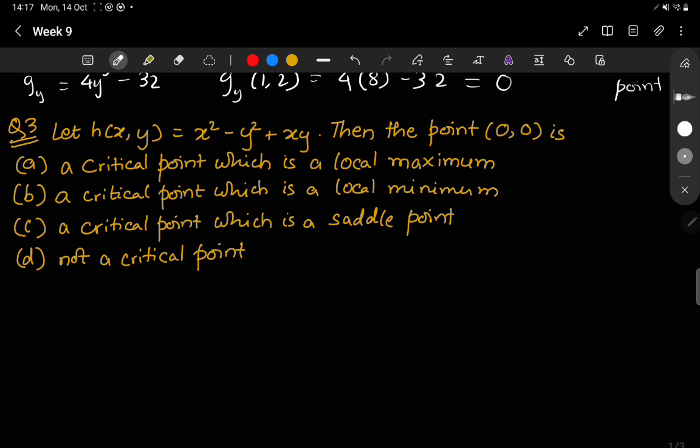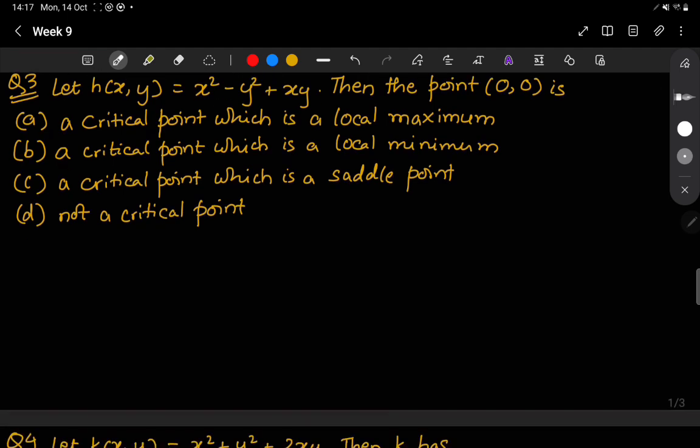Okay, so time for solutions now. As always, we will find out all the derivatives and the signs. So h_x, the partial derivative with respect to x, that's 2x plus y. For the partial derivative with respect to y, that is negative 2y plus x.